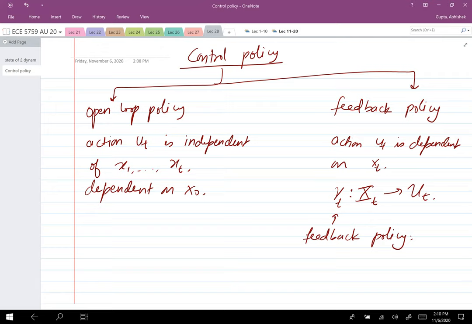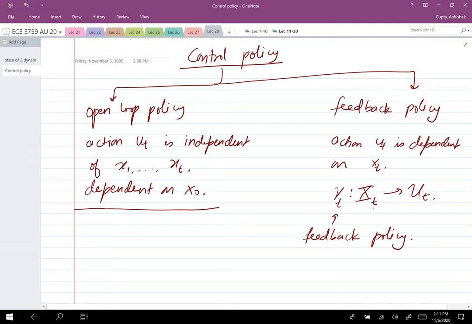Okay, so there are two types of policies, open loop policy and feedback policy. In the open loop policy, you don't look at the current state of the system, you just execute an action based on some predetermined rules. And in the feedback policy, you look at the current state of the system and then you execute an action based on it. So you can think of open loop policy as driving a car with your eyes closed, whereas feedback policy is driving a car with your eyes open.